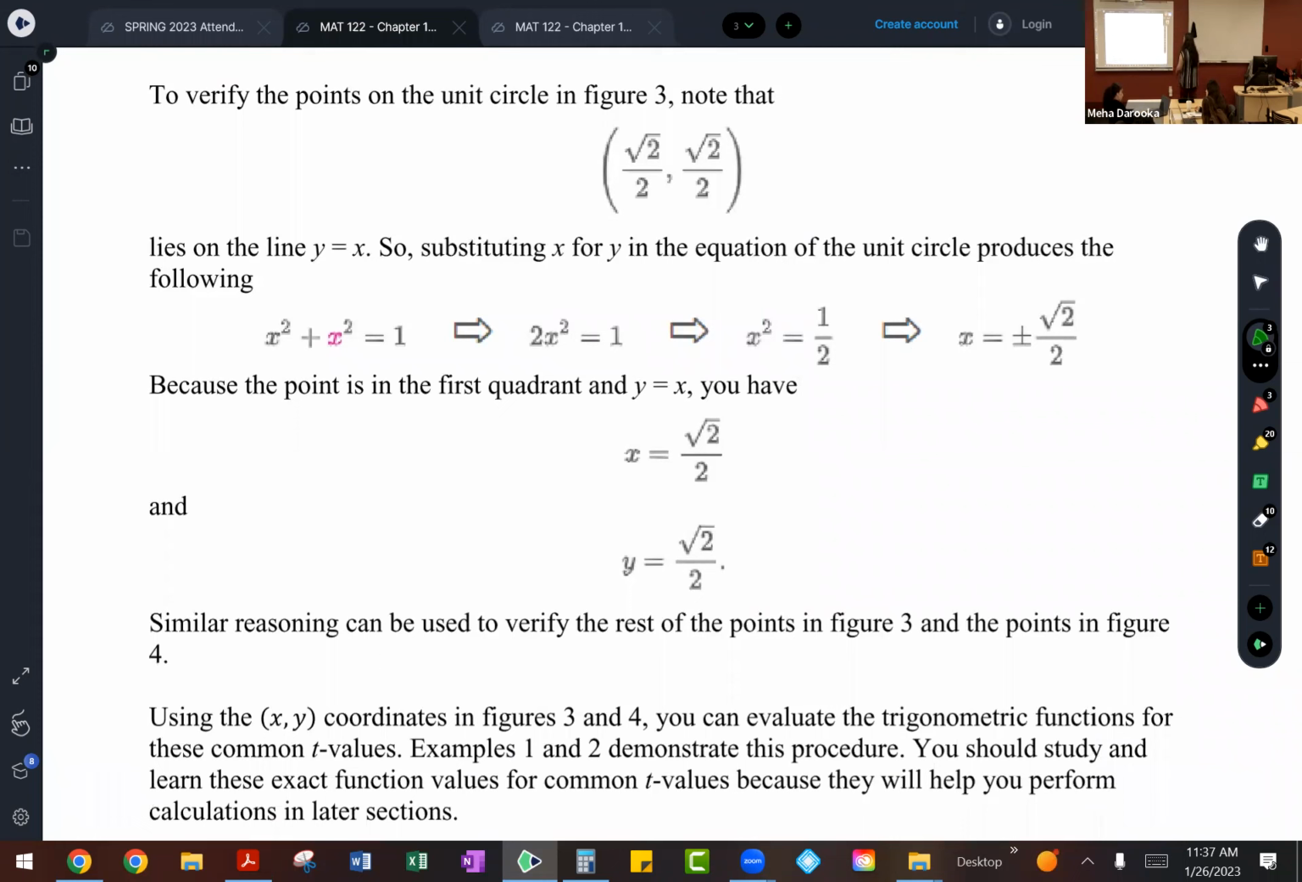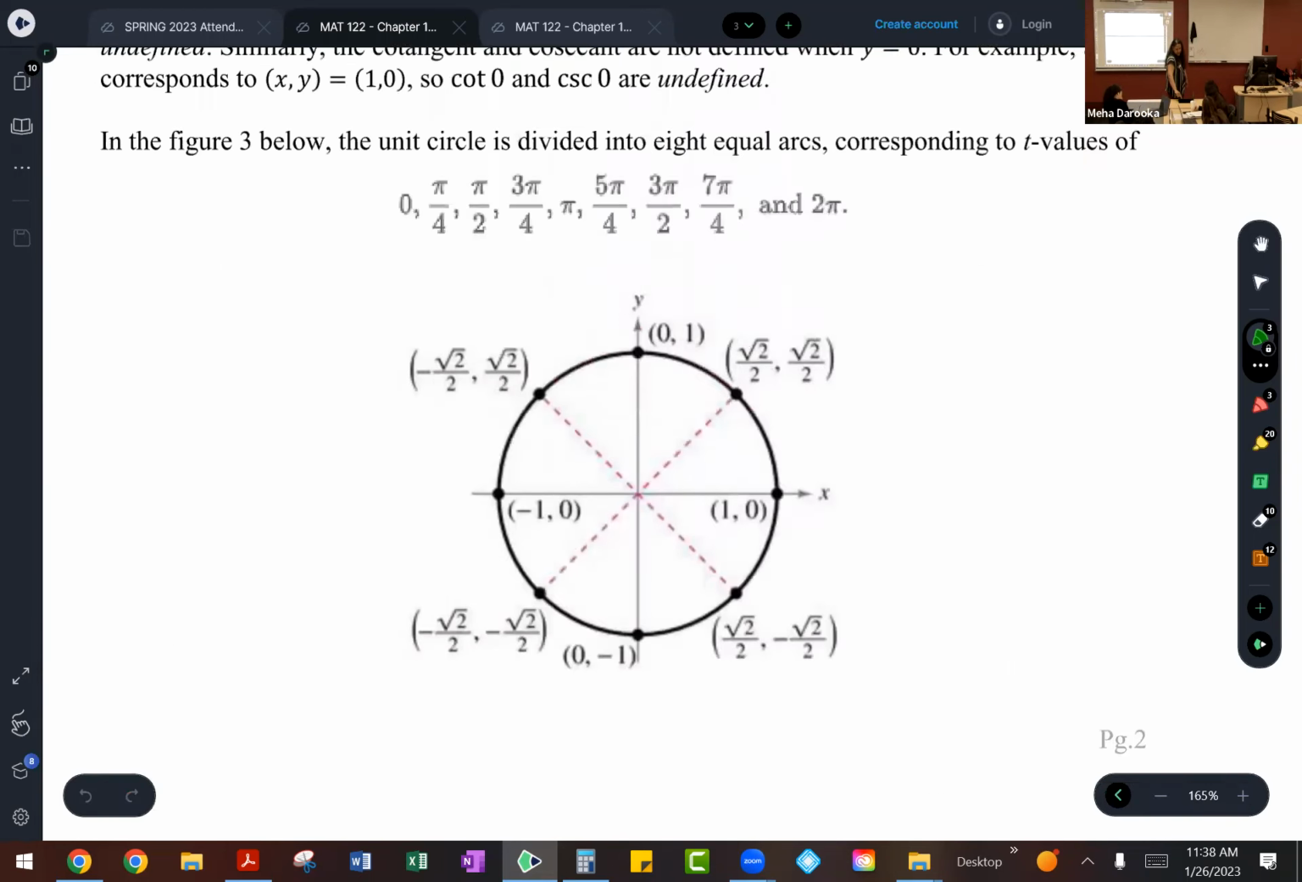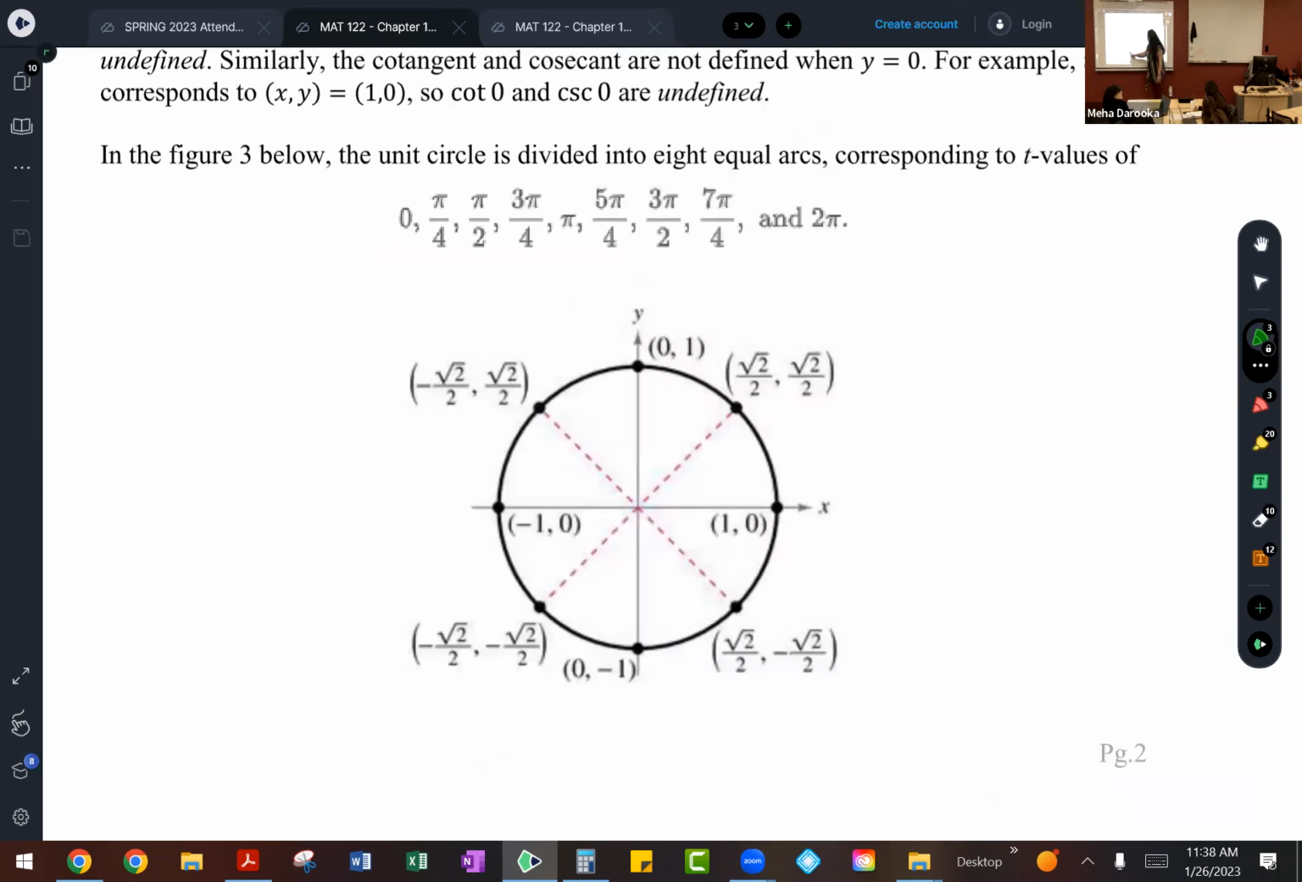So they're talking about how you can actually come up with some of these measurements. Now, we're not going to get into a whole lot of detail on this, but I did walk you through it. They're talking about how to verify the points on the unit circle, and this was for that 45-degree angle. It lies on the line y equals x. So this line over here represents y equals x. Remember, that's a line with a slope of 1, and its y-intercept is at the origin, 0, 0. So this is your y equals x line. And this one would, of course, represent y equals negative x.